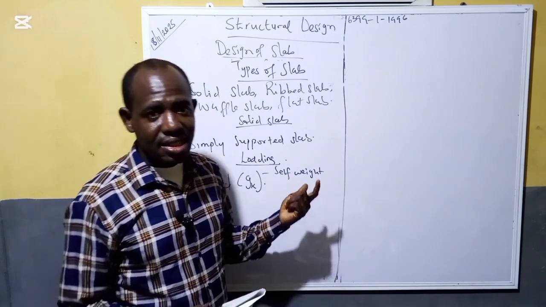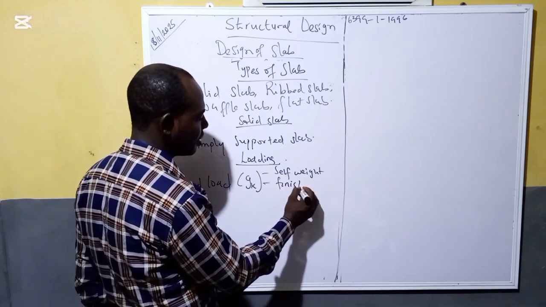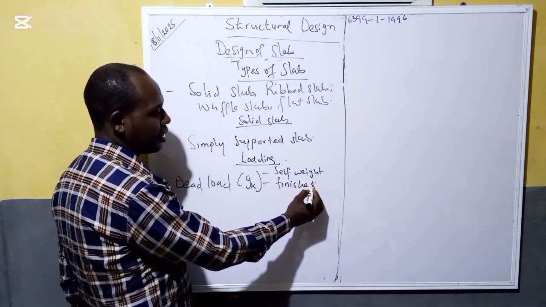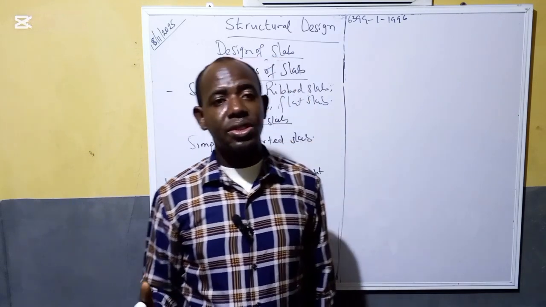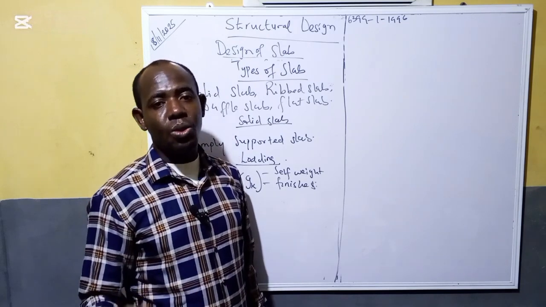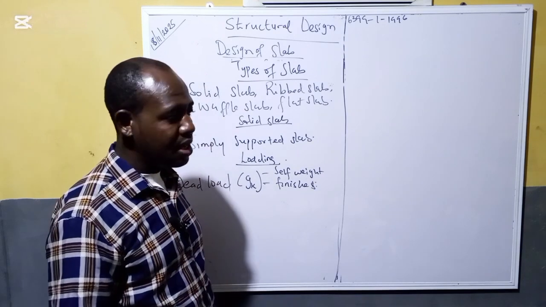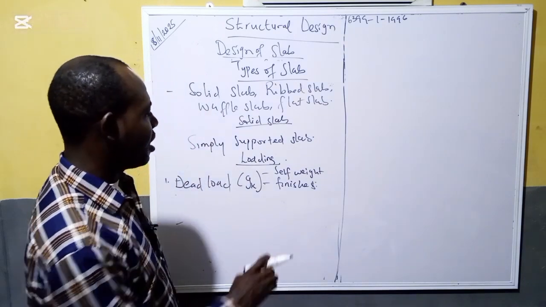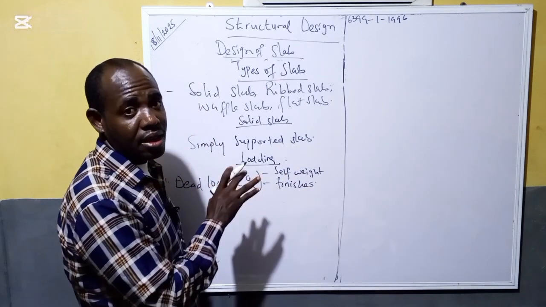The self-weight is a dead load, and then we have finishes. After you have cast the slab, you do your finishing. What do you put on top of the slab? Sometimes people put tiles. So tiles are the finishes that come on the slab, and finishes are one of the dead loads.